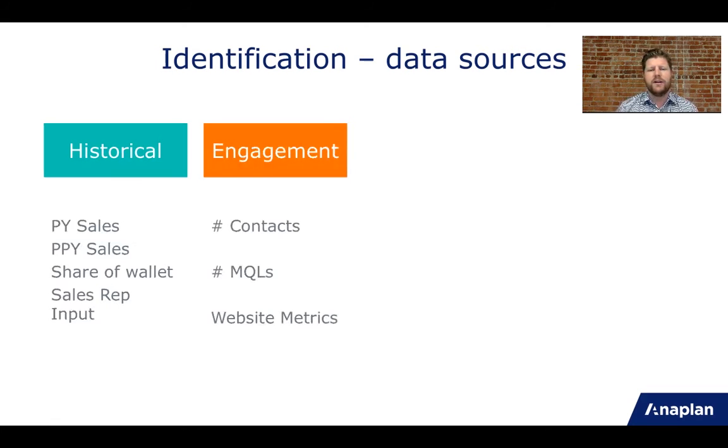You also want to take a look at engagement metrics. Typically that would come from your marketing automation platform or your CRM, the number of contacts you have, the number of marketing qualified leads you have, even potentially the number of opportunities and the opportunity value, as well as any website metrics about those accounts and how people are engaging with you, whether that be time on site, number of pages visited, and so forth. Also looking at things like social following and that type of engagement.